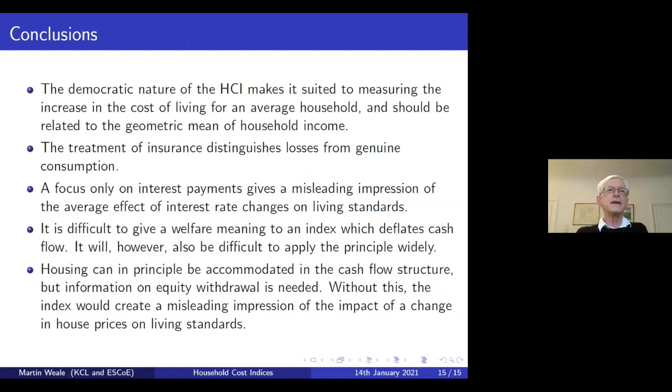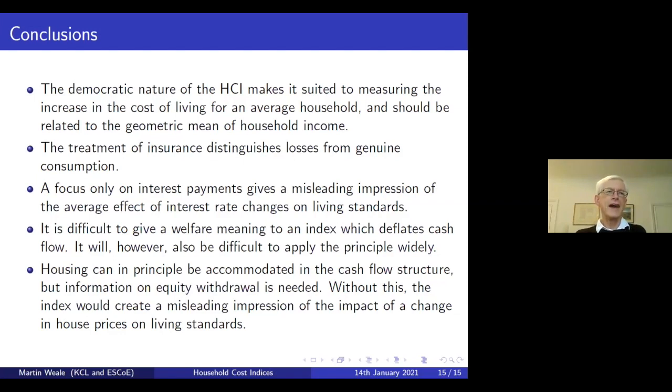So what are the conclusions? That the HCI has some very valuable features, some features which I think it would be desirable to modify. The democratic nature, I think, is a strong plus, but I would urge the ONS to relate it to geometric means and not rely just on users to do that. The treatment of insurance distinguishes losses from genuine consumption. So those are the plus points.